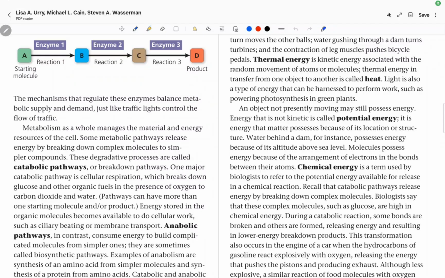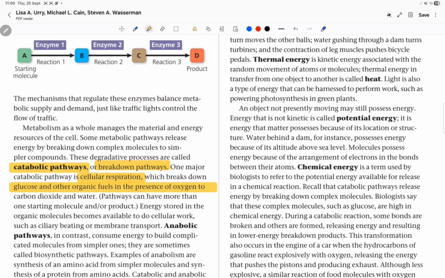Okay, so catabolic reactions are reactions that break things down, such as the reaction of cellular respiration. It's responsible for breaking food down, for breaking glucose down into ATP, and as long as oxygen is present, that's where you get a lot of your ATP, when you're actually inhaling O2.